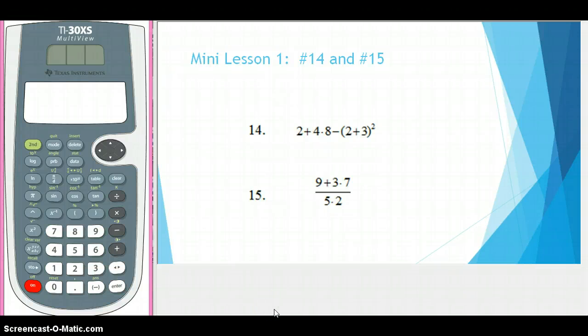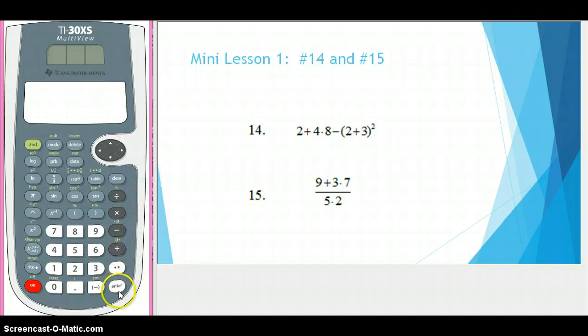In this video, we're going to review how to do some order of operation problems on your calculator. So I have two problems here from mini lesson 1, number 14 and 15, and you were asked to check these on your calculator. So here is an image of a TI-30XS Multiview. This is a calculator you should have bought.